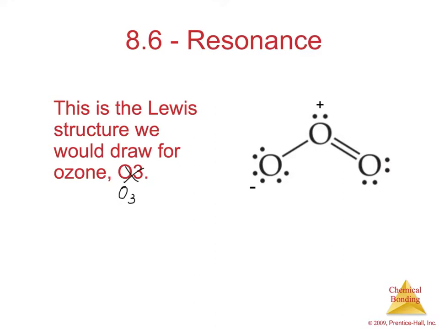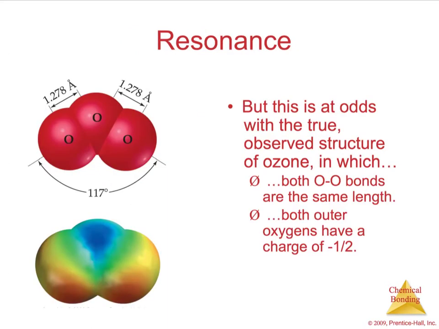And if we were to draw ozone, you may come up with a sketch that looks something like this. It has all of the valence electrons accounted for. We see that we have a partial positive here and a partial negative here. So everything seems legit. However, what we found is with ozone, both O bonds are actually the same length, and both outer oxygens have a charge of -1/2 instead of your typical -1.